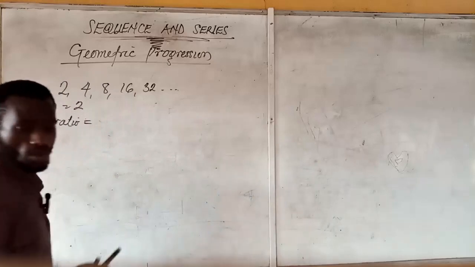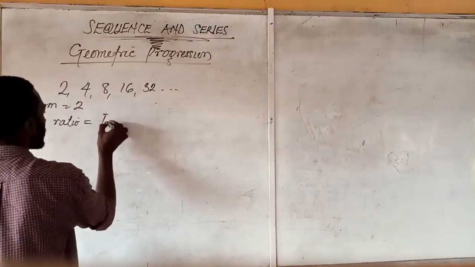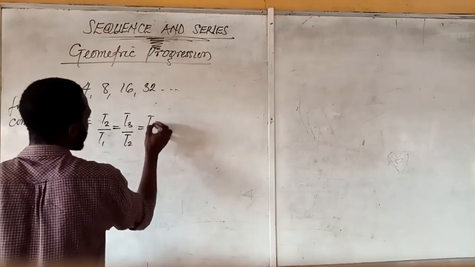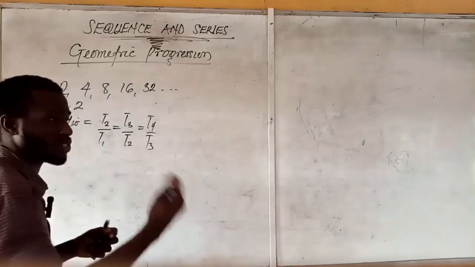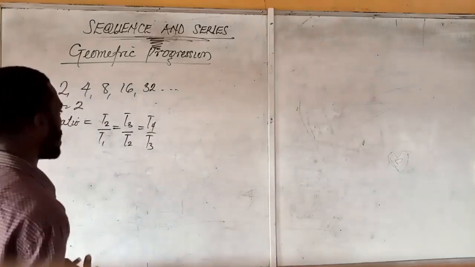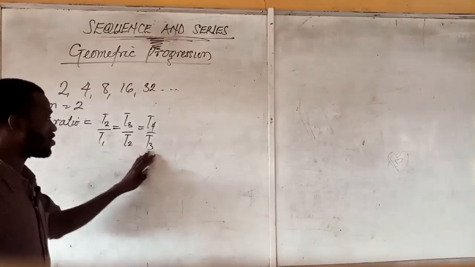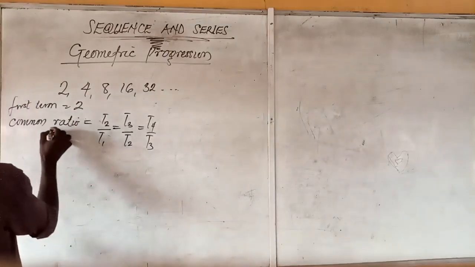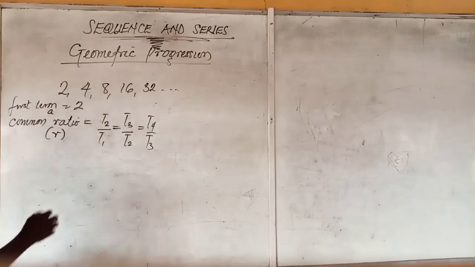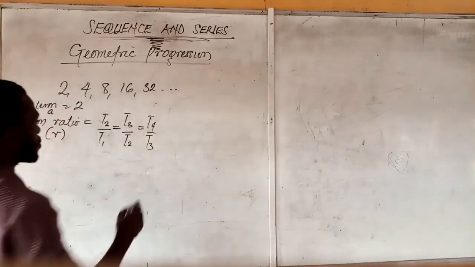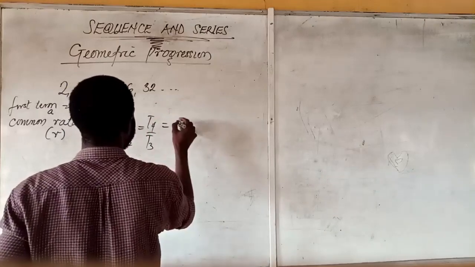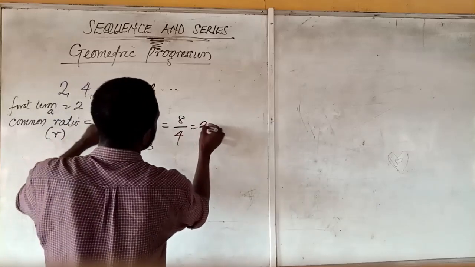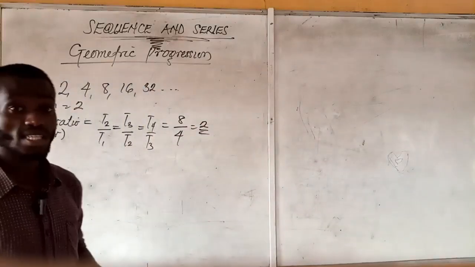Our common ratio can be gotten by taking T2 divided by T1, or T3 divided by T2, or T4 divided by T3. Any two consecutive terms, as far as those terms are following each other, you can use to derive your common ratio. The common ratio is given by R, and the first term, as we already know, is given by A. In this case, our common ratio is going to be 8, for example, which is the third term, over 4. That is 2. So our common ratio is 2, and our first term is 2.